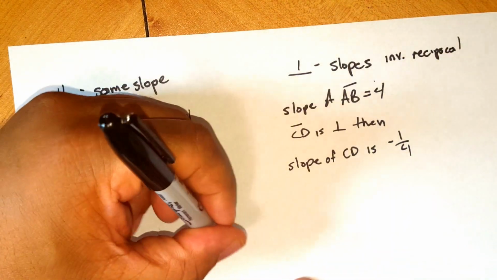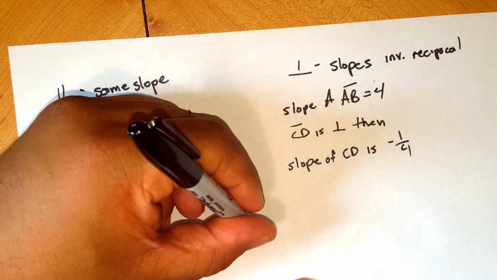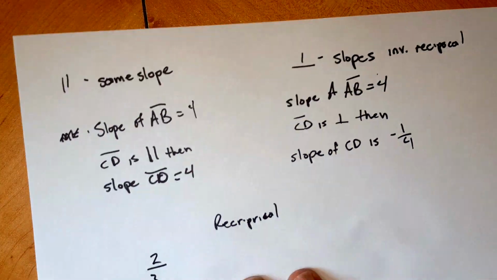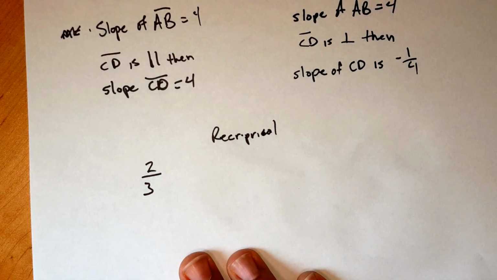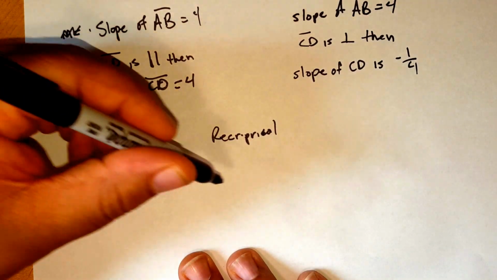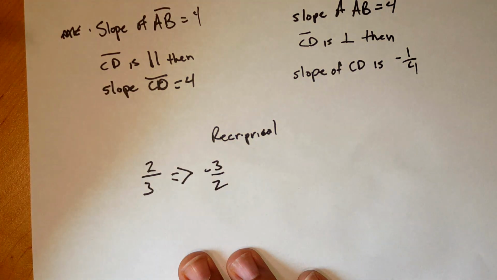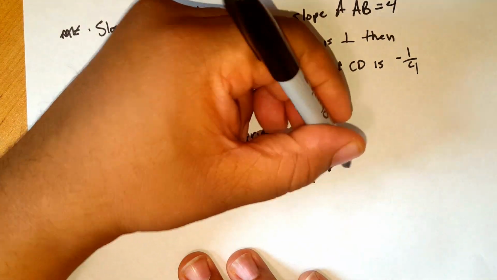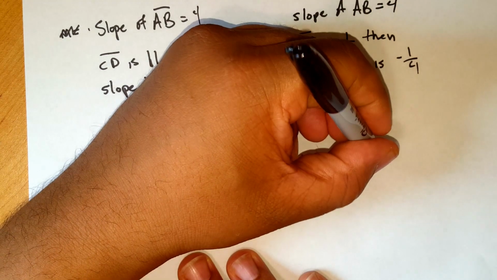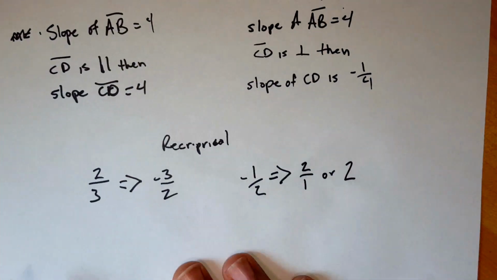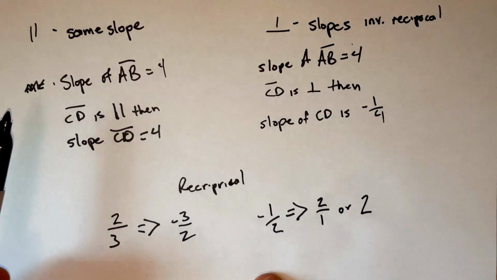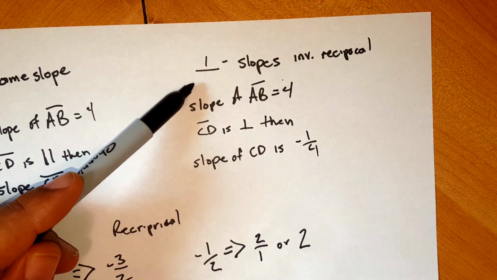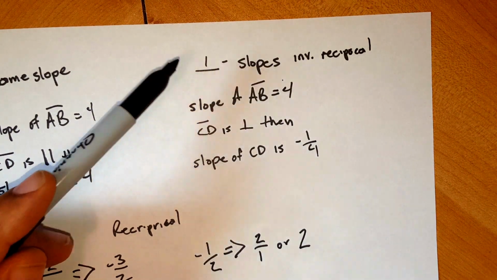So then the reciprocal, let's say 2/3. The reciprocal of 2/3 is negative 3/2. The reciprocal of negative 1/2 is positive 2/1, or just 2. Okay? That's just the way it works. So then, again, just to recap, parallel has the same slope, perpendicular has inverse reciprocal.